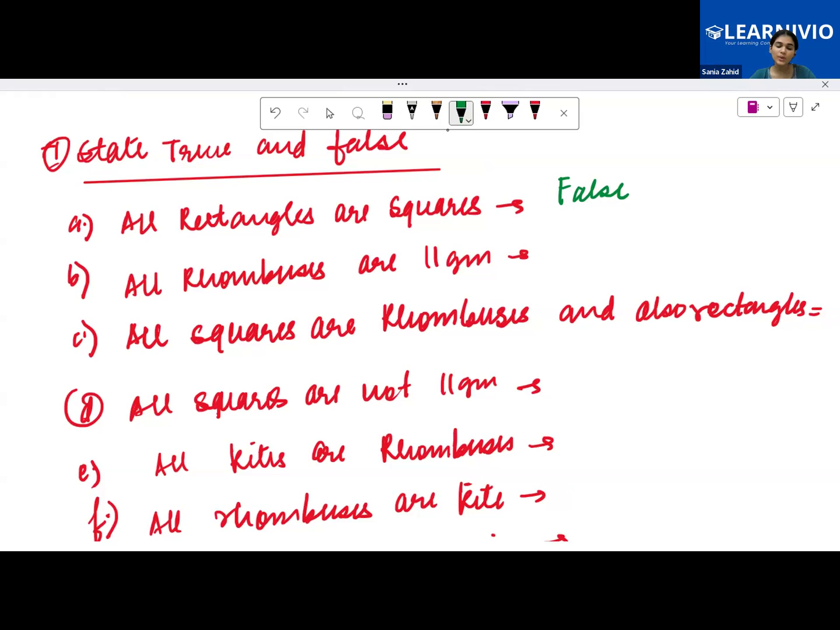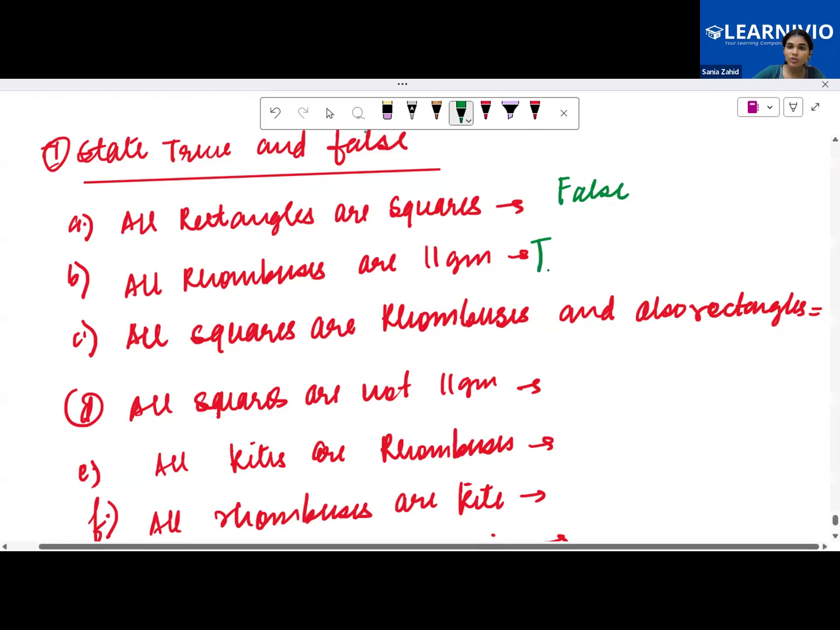But if I reverse the question, if I say all squares are rectangles, it will be true. Why? Because what is the property of square? Square means all sides are equal and opposite sides are parallel. What is the property of rectangle? Opposite sides are parallel and they are equal. So that is what's happening in square as well. All rectangles are squares, false. All squares are rectangles, true.